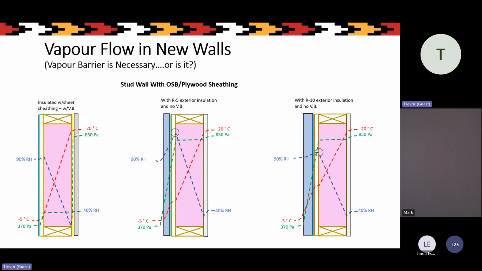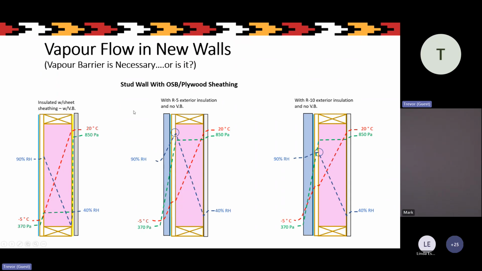So, vapor flow in new walls: vapor barriers are necessary, or are they, I guess, is the question. There are other ways we can deal with vapor. This is the exact same drawing we showed before. This is one way to do it. We can deal with vapor using a vapor barrier, and we won't have condensation issues due to vapor flow.